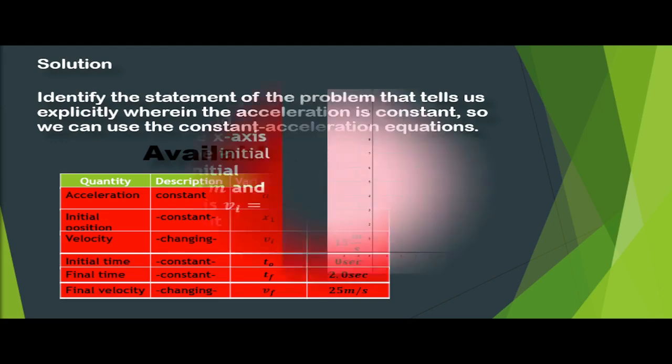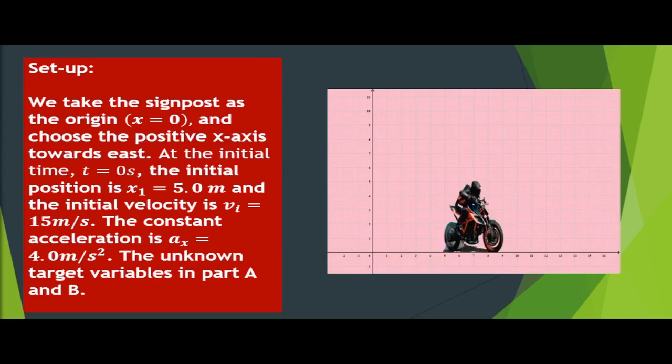Our setup. We take the signpost as the origin. The positive x-axis is towards east. At the initial time, t equals 0, the initial position, x sub 1, is equal to 5 meters, and the initial velocity, v sub i, is equal to 15 meters per second. The constant acceleration, a sub x, is equal to 4 meters per second squared.